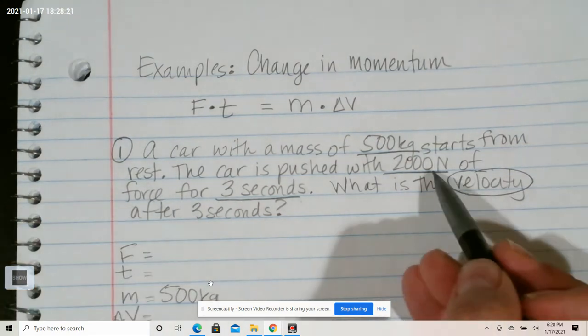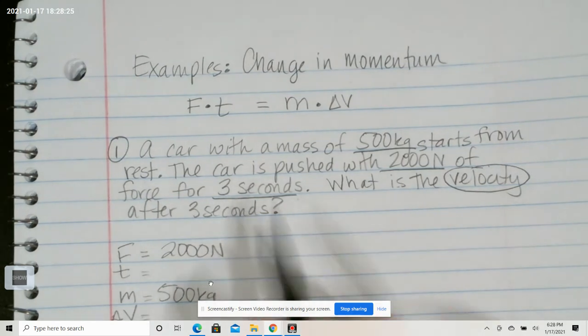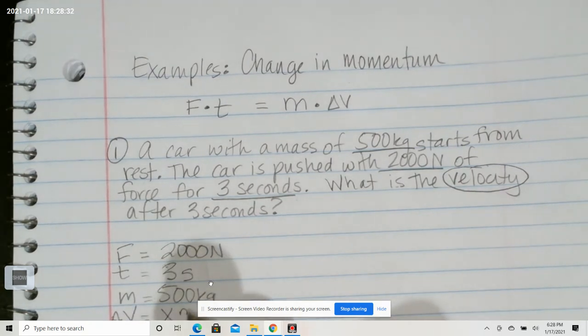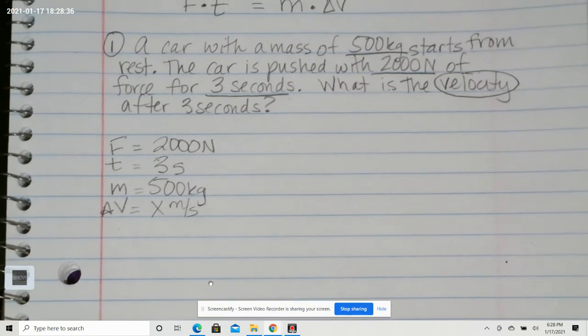2,000 newtons is our force. 3 seconds is our time. We're looking for the velocity, or change in velocity, which is going to be X meters per second.